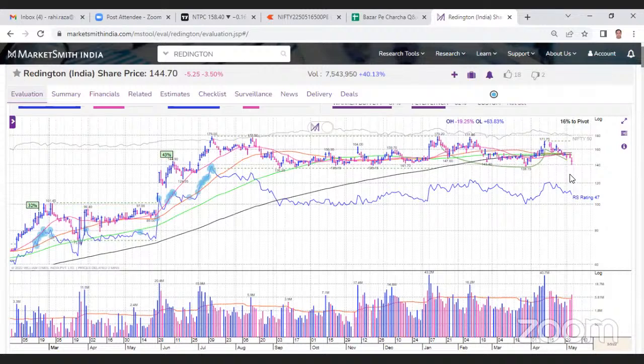Once it breaches 142 on the downside, I can say decisively that further correction may happen. If someone is holding this stock, just keep the stop loss around 140 to 142. If it breaches, then I would suggest to exit. If someone wants to take entry, I would suggest to avoid. Do not take entry in this stock. That is right. Okay, Gujarat Alkali.